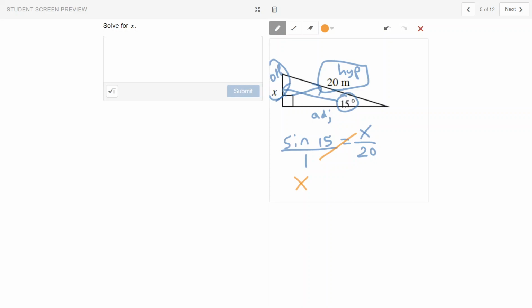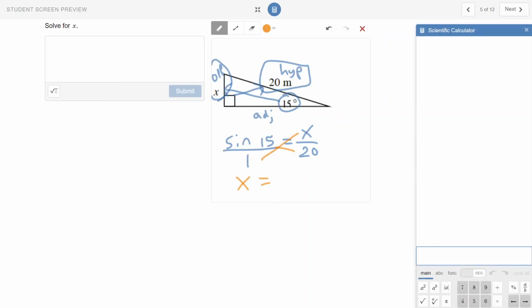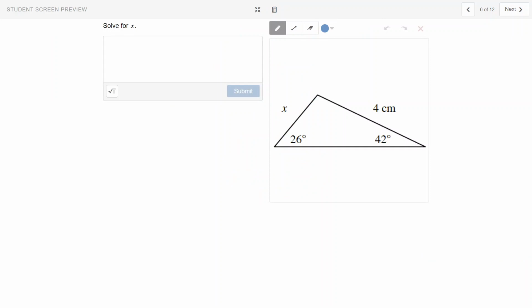1 times x is equal to 20 times sine 15, which we can do on our calculator. 20 times sine 15 comes out as about 5.17638, blah, blah, blah. I'm going to call that about 5.18. Again, the 7 rounds up to an 8 because the number after it is 5 or bigger. All right, let's move along here. We're on to slide 6.